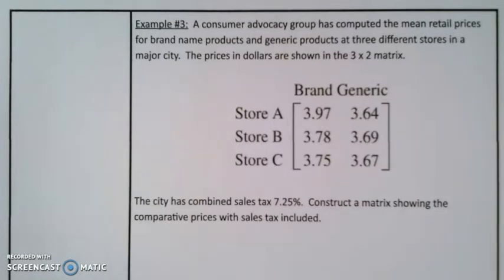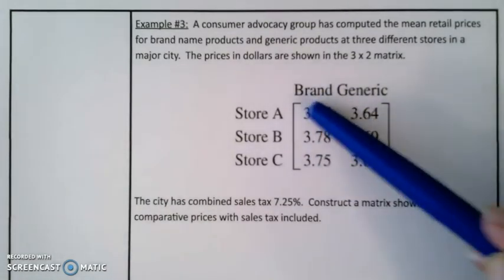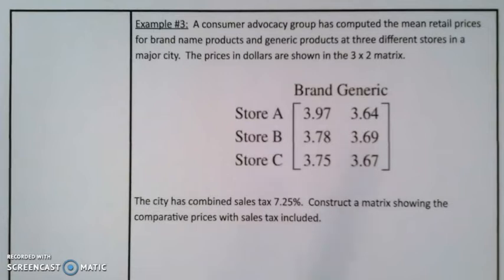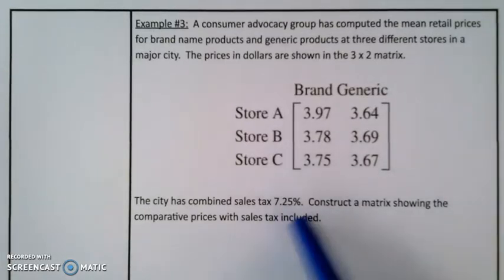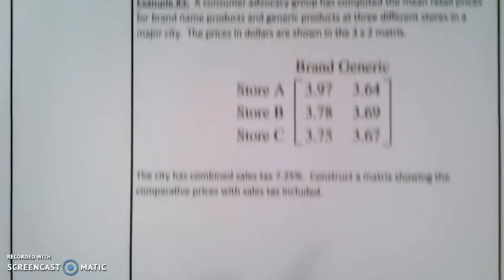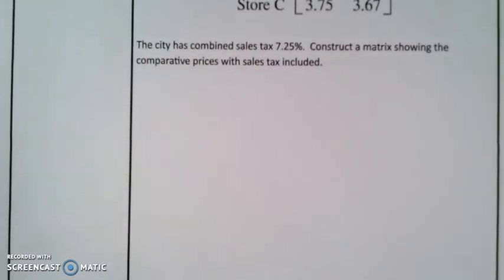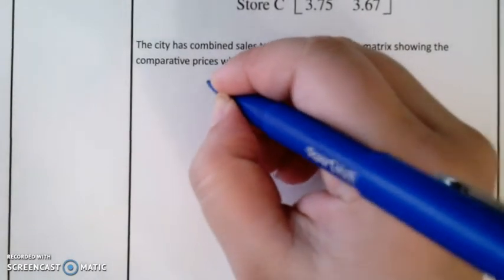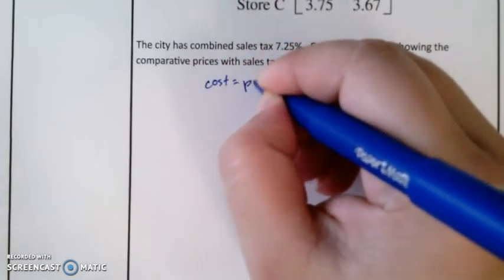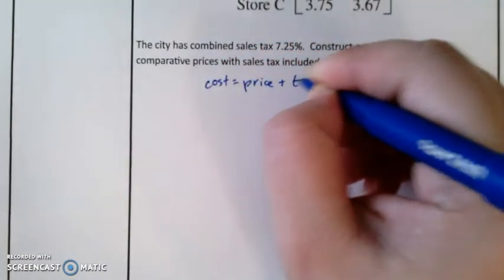So if you go to the store to buy something, this is how much it would cost. It's a 3 by 2 matrix, right? 3 rows, 2 columns, okay? And then it says this city has a 7.25% sales tax, and we want to see what the price with tax would be. So recall that if you're adding tax to something, the cost is the price plus the tax.